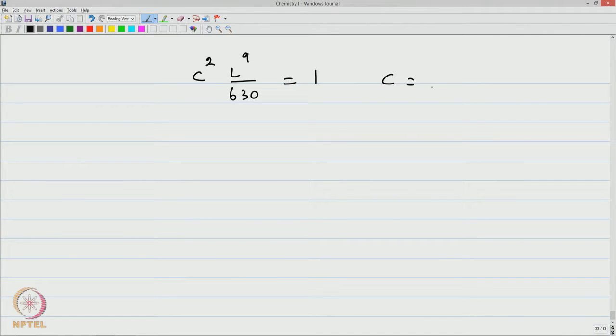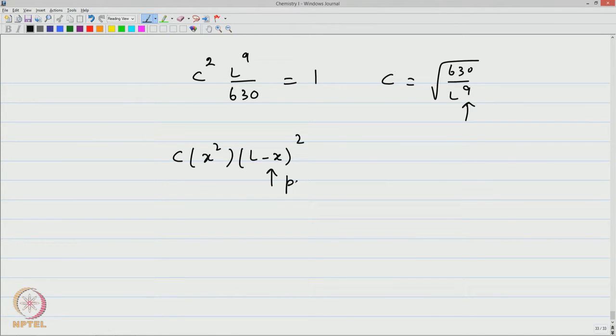Therefore, c is square root of 630 by L raised to 9. What is special about L raised to 9? Why is it right or wrong? Look at the function c x square (L minus x) whole square. This is position. So, the unit here is, say, distance or meter or whatever it is. So, let us write this in the form of meter. So, it is meter square, and this is a meter also square.